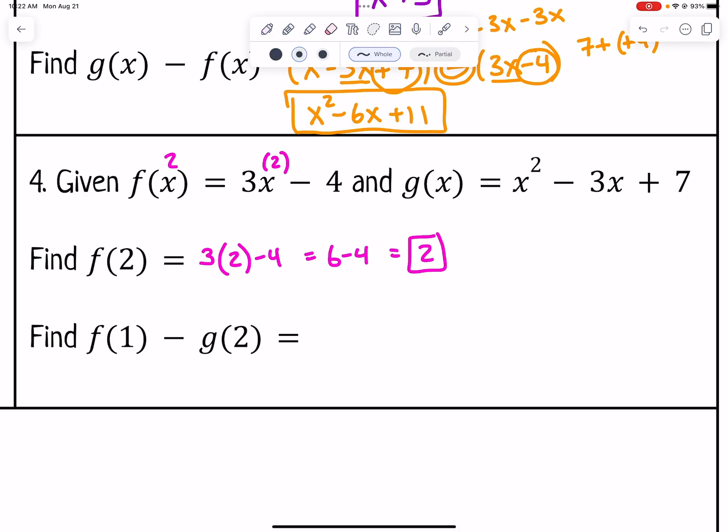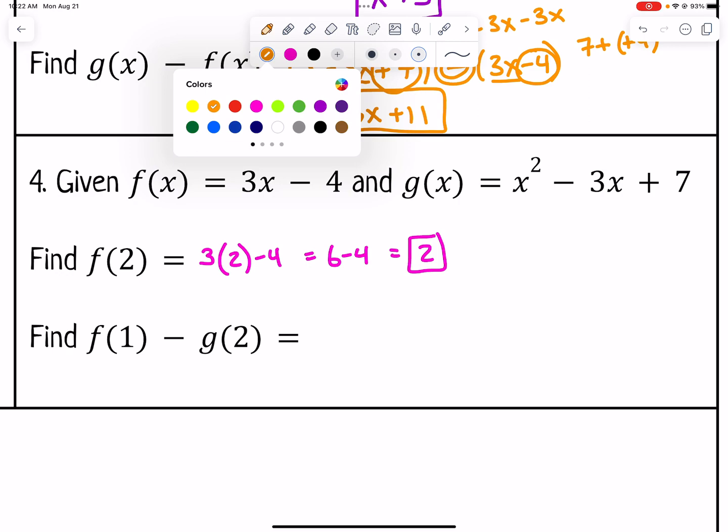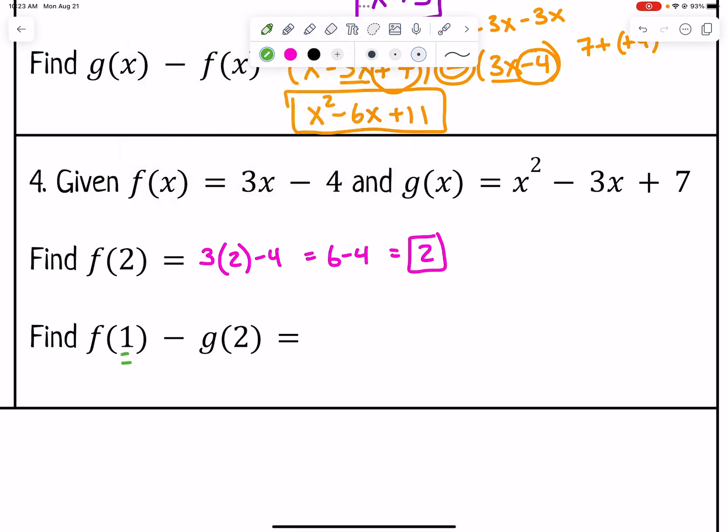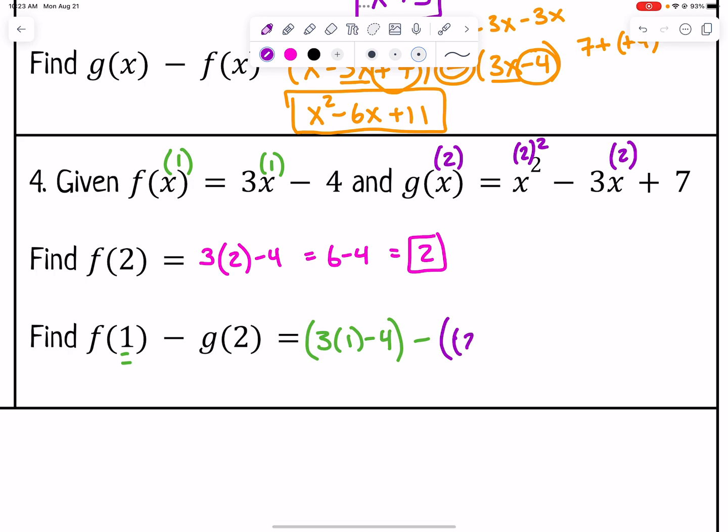So that's a 2-step problem. So let me erase the 2 up here for the first part. And this time we want to plug in f of 1. So that's as if our x value for f of x is now going to be a 1. So that'll be 3 times 1 minus 4. But then we've got to subtract. And then for g of x, we want to plug in 2. So over here, I've got to plug in a 2. So everywhere x is, I need to put a 2. And it's much safer to put that x in parentheses, so you always treat it properly with your calculator. So 2 squared minus 3 times 2 plus 7 is g of 2.